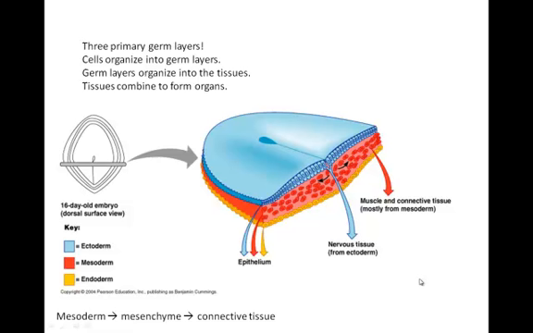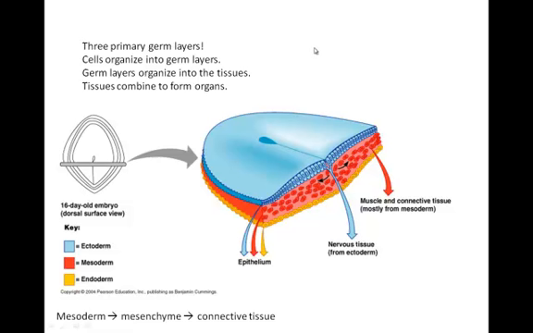Time for a little embryology. We're going to talk about our three primary germ layers. Here's a cute little embryo, and we've taken a little cross section through it. These germ layers came from the original zygote. A zygote is the first cell after fertilization.